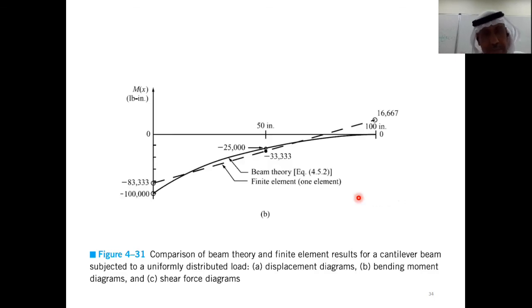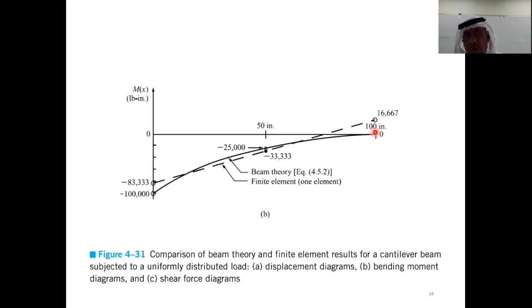What is this? This is the moment. Look at the departure between the beam and the finite element. You see the difference? Now start the departure. The result is not as close as it was for deflection, because the moment is the second derivative of the deflection. Maybe it is good when you talk about deflection, but when you talk about higher order terms, they are not coinciding.